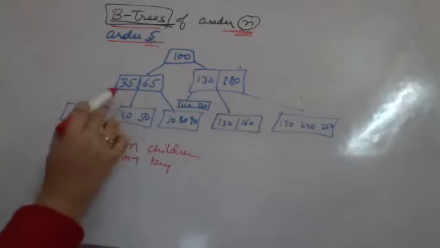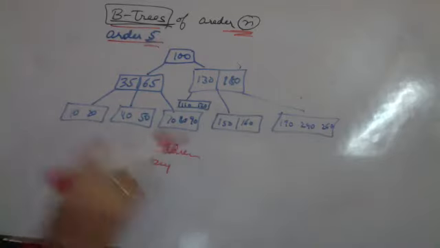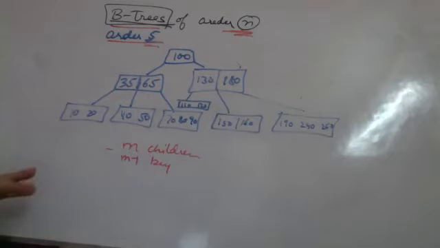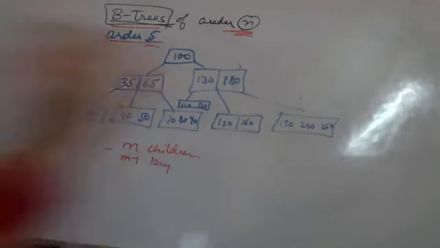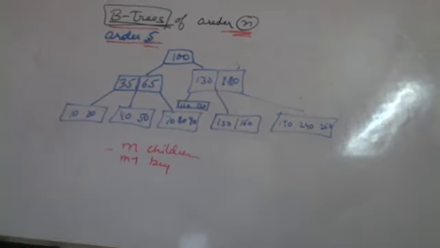3 children है तो 2 keys हैं. 3 children है तो 2 keys हैं. This condition is also satisfied. Since I am satisfying all of these conditions, that is maximum n minus 1 keys can be there in the last level, and it is also true in any node. So hence this is a B tree.